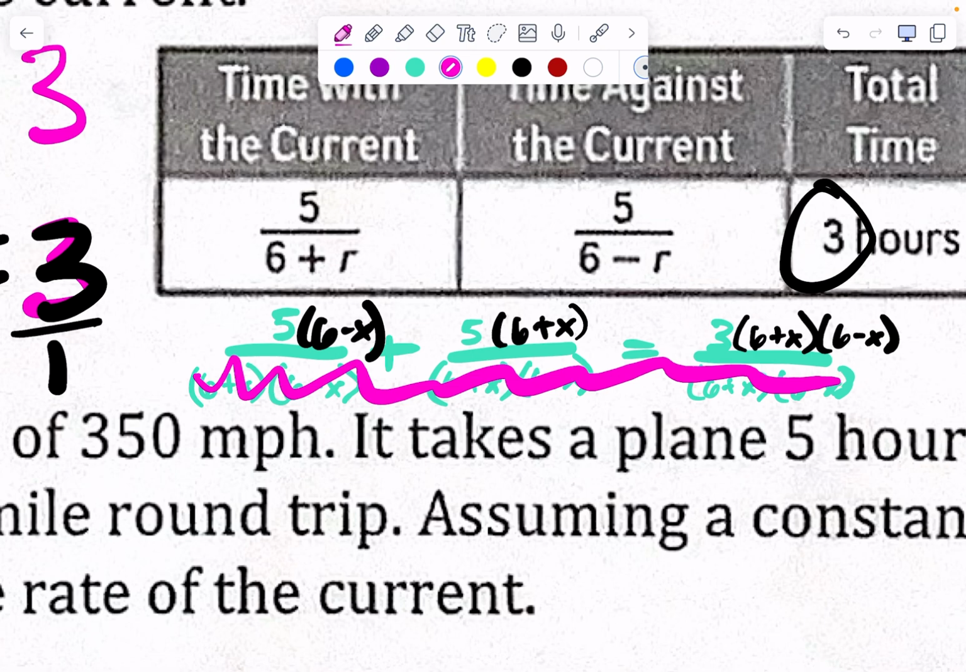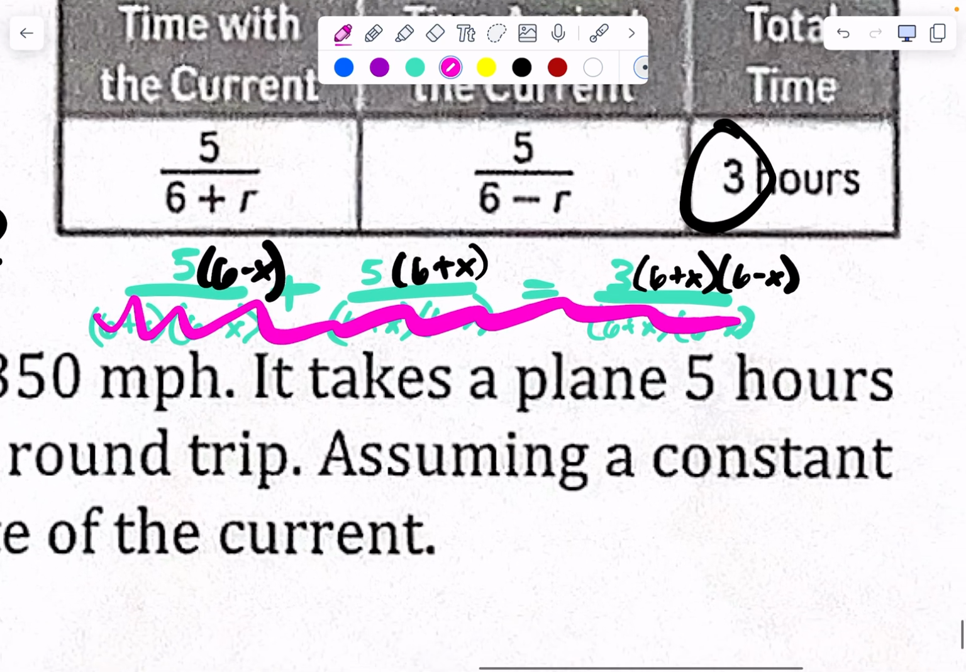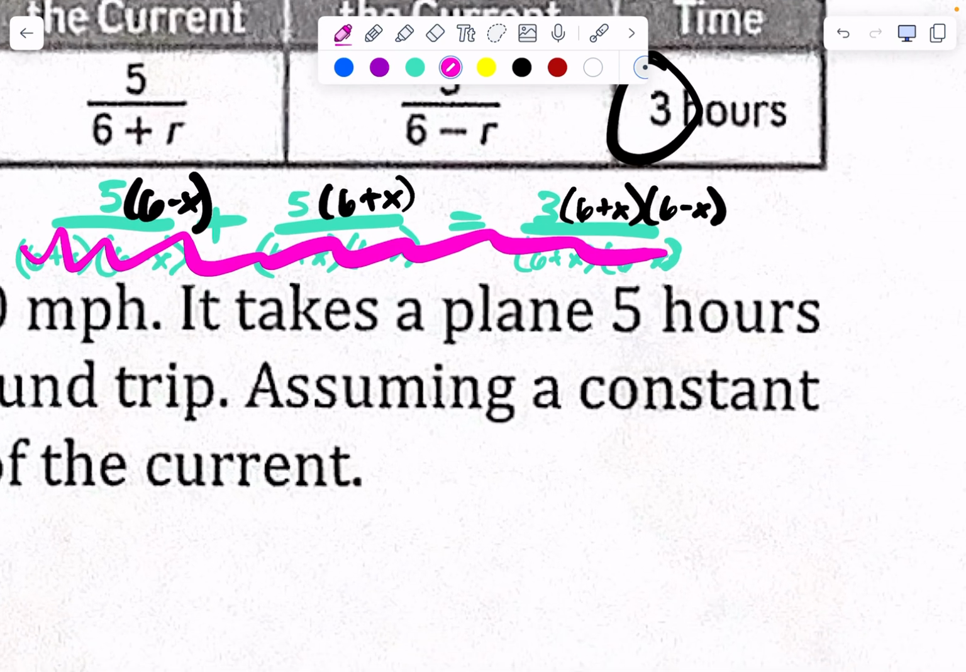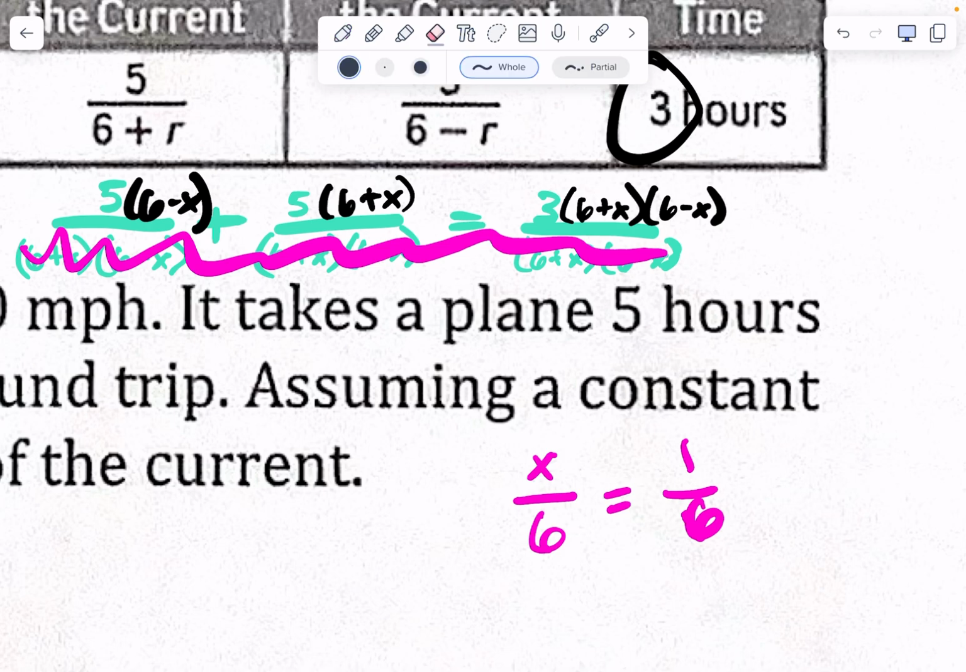Yay, right? The bottom goes away. Do you want me to show you why? Okay, let's say I have x over 6 equals 1 over 6. What's x equal to? 1. X is equal to 1, right? So my bottoms are gone. Okay, so that's how that works. The bottom goes away if you have an equal sign.